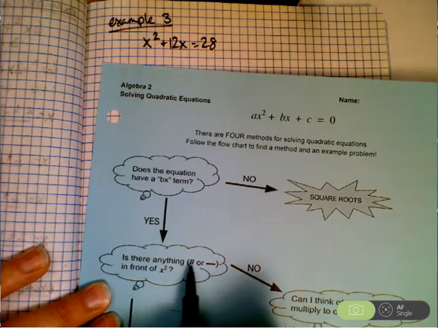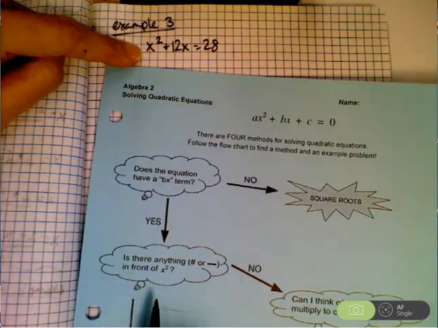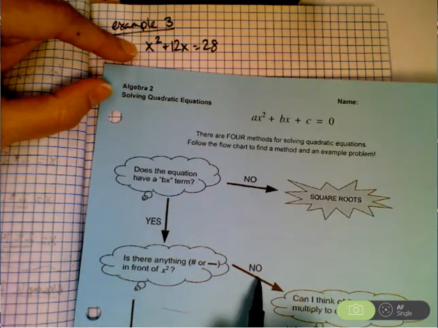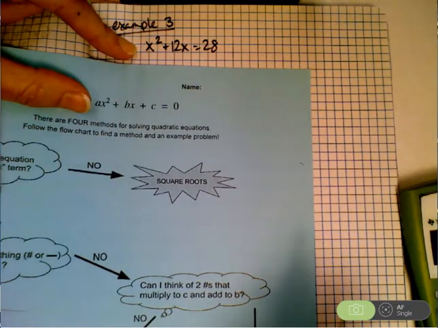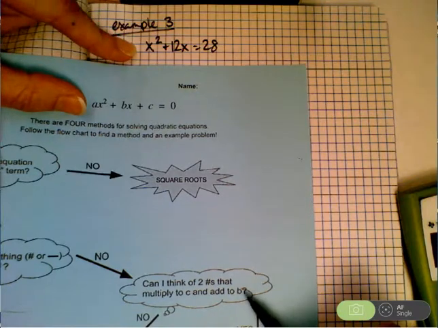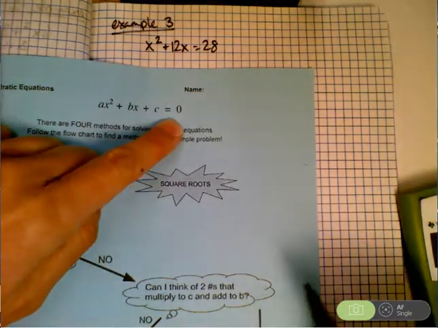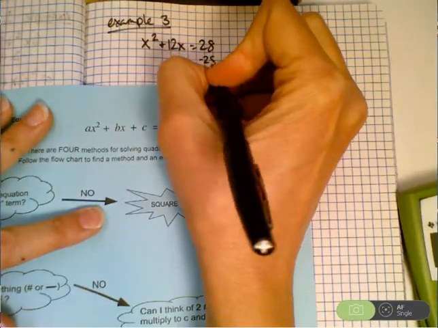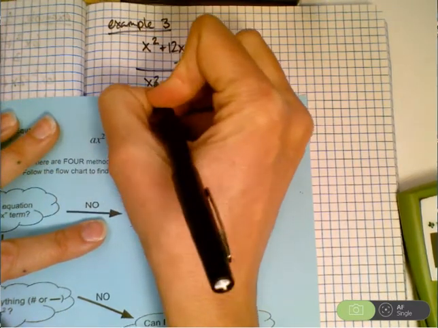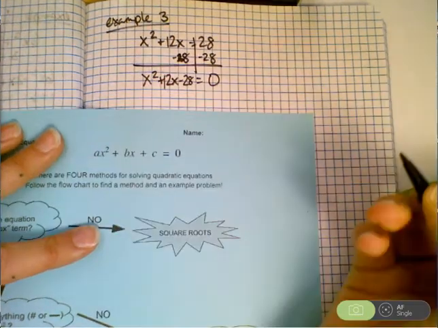Is there anything, a number or a negative sign, in front of x squared? So if I look at this, there's my x squared. I don't see anything in front of that. So that's a no. So my next question for myself is, can I think of 2 numbers that multiply to c and add to b? Well, before I do that, I need to get the 0 on one side of this one. So let me just take a minute and subtract 28 on both sides. And I get x squared plus 12x minus 28 equals 0.